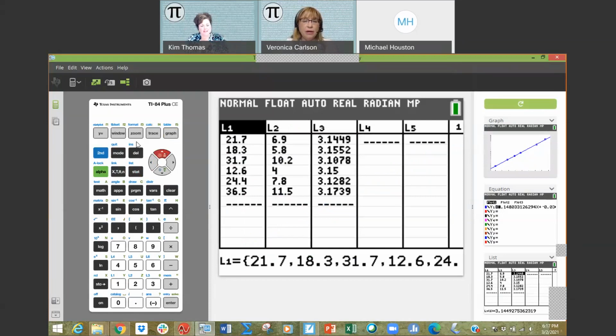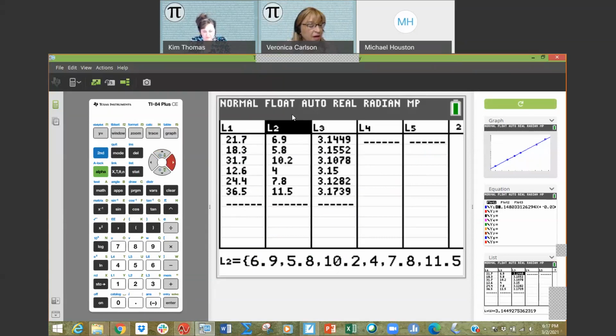Here's the list. On the way that I collected the information, and that's on the handout that I gave you, I have the first column as circumference, and so I have that listed in list 1. Then in list 2, that's where I have the diameter. That was the way that I set it up.